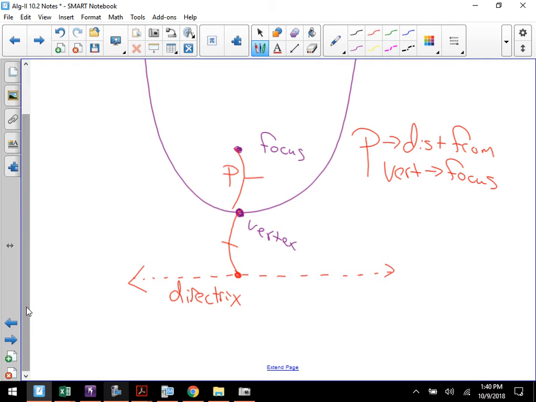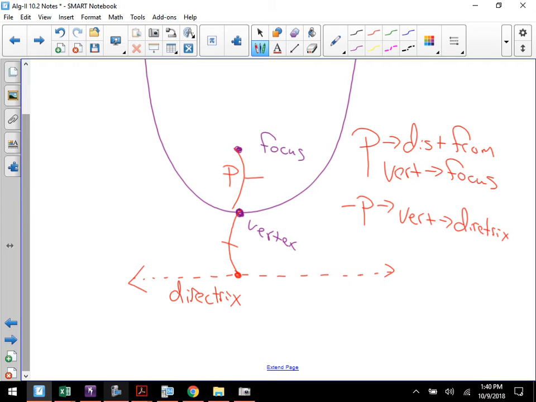So P is the distance from vertex to focus. The opposite of P is the distance from vertex to directrix. Which means that we're going to have to change our standard form of the equation. It looks weird at first, but this becomes super simple when we start graphing them.